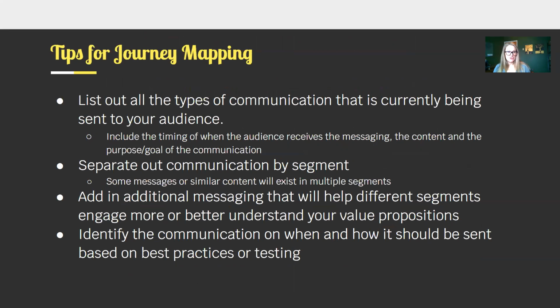Here are general tips for journey mapping. And using your workbook, you can see some of the examples that we have. You're going to want to list out all the types of communication that is currently being sent to your audience. So this would include email, phone calls, printed material, or social media, how you're communicating with your audience through social platforms. Also, here is where you'd want to include the timing on when your audience receives messaging. So you have a general idea of if they're getting a message immediately after they donate, or is it taking a couple weeks or months for them to get communication confirmation that you've received their donations. That way you can look at it and you can optimize accordingly, or you can see if it's hitting the goal of that communication.